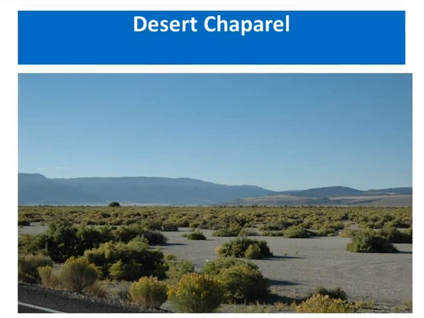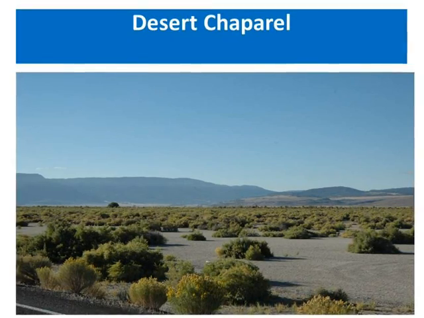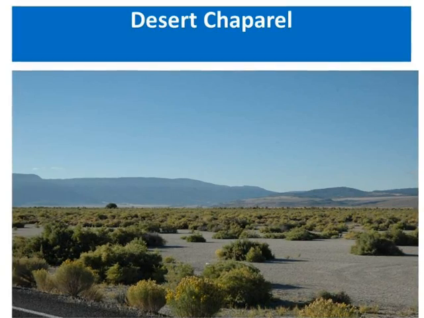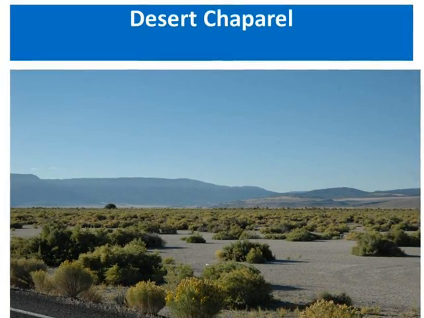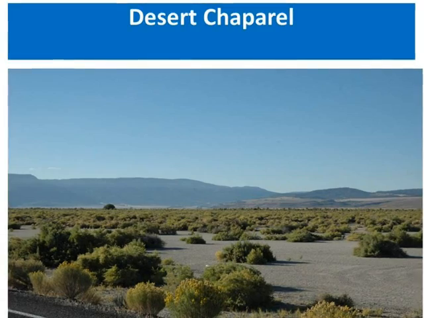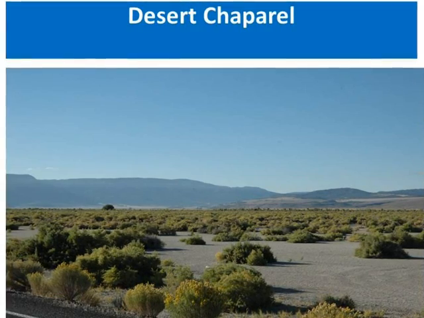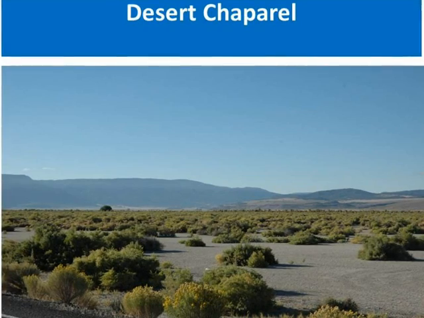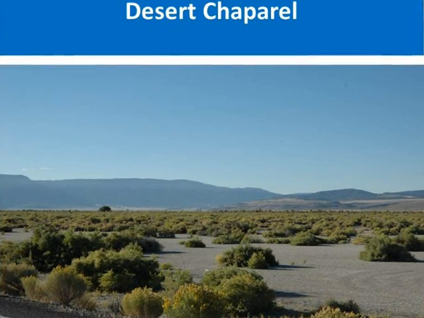This is our desert chaparral community, and here the limiting factor is precipitation. And you can see the chaparral plants with the dry sand in between, and so lack of rainfall really dictates the type of vegetation that can survive here.